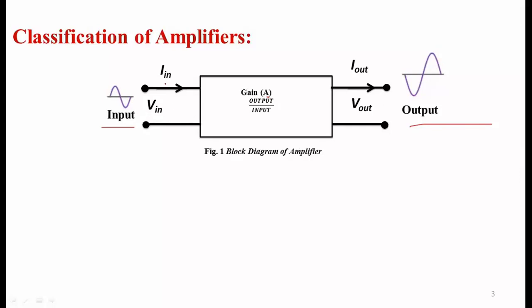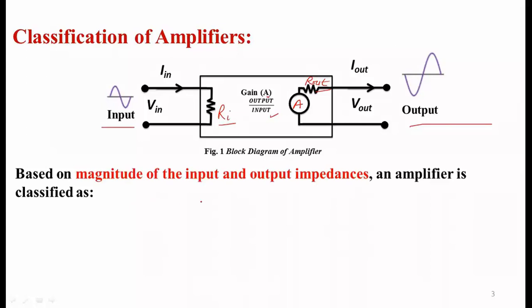Along with V in, I out and V out, we have two impedances in the amplifier. This is the input impedance, that is Ri, and this is the output impedance of the amplifier, R out. Here we have the gain of the amplifier, and the gain is the output voltage signal by the input signal. These impedances play an important role in the classification of amplifiers.